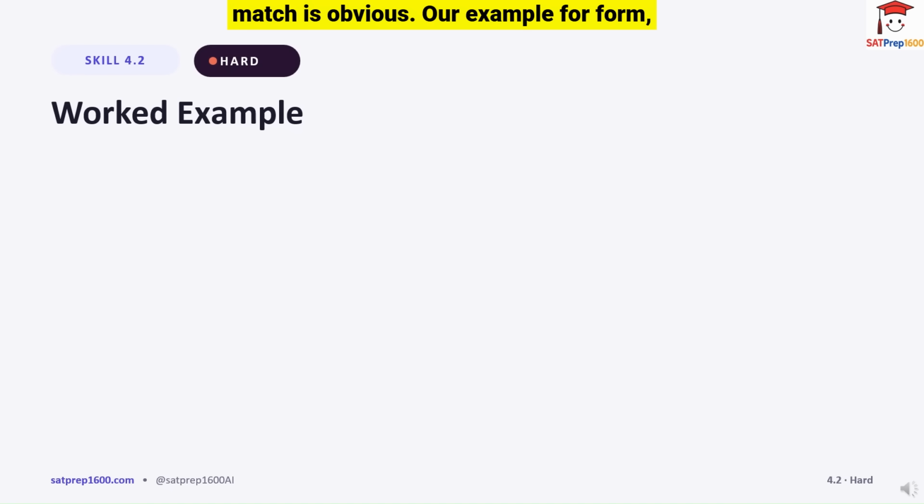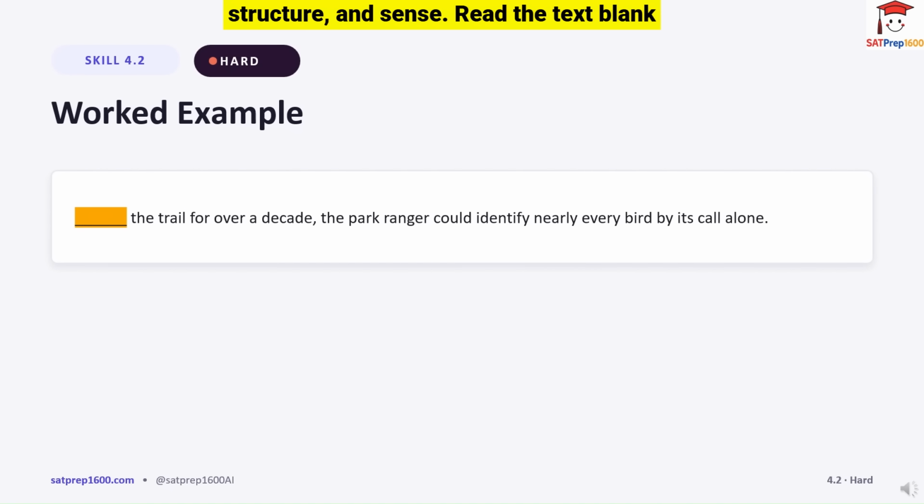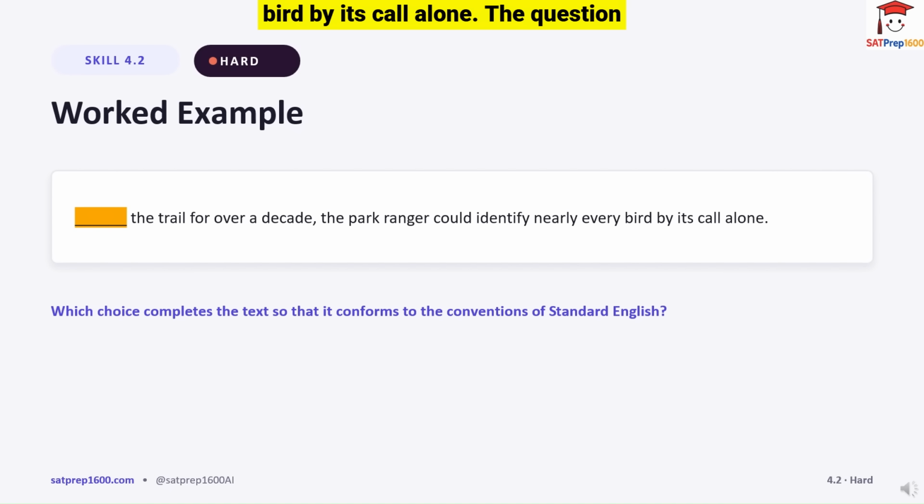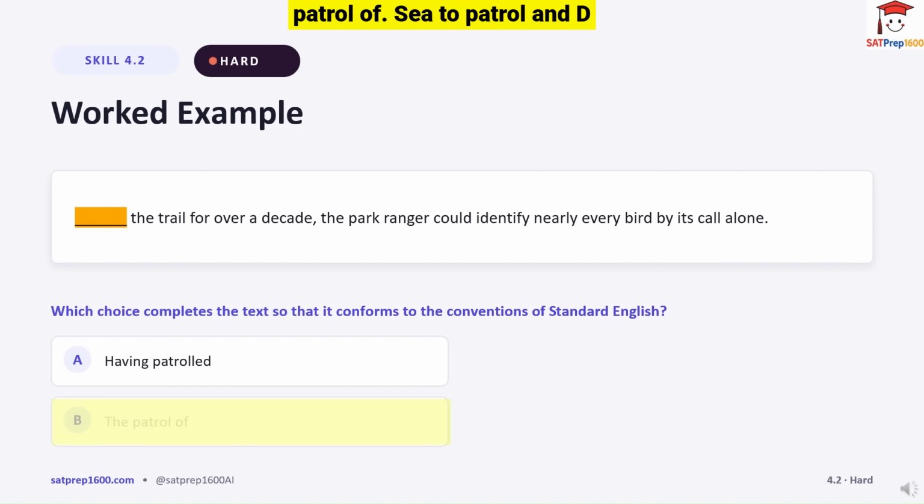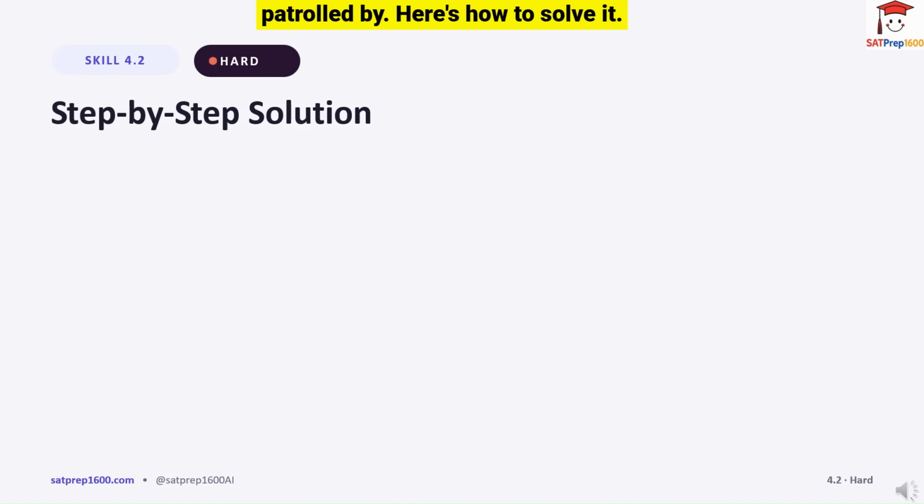Hard example for form, structure, and sense. Read the text. Blank the trail for over a decade, the park ranger could identify nearly every bird by its call alone. The question asks, which choice completes the text so that it conforms to conventions of standard English? Pause here and try it yourself before I show the solution. Your options are A, having patrolled; B, the patrol of; C, to patrol; and D, patrolled by. Here's how to solve it.